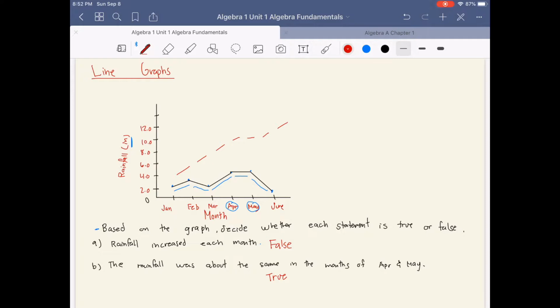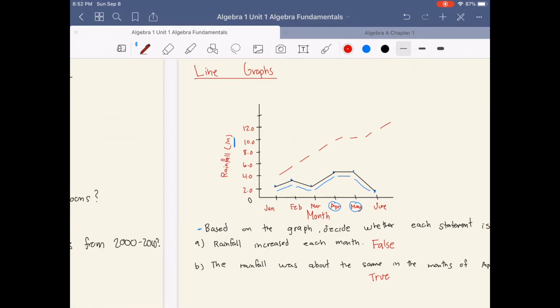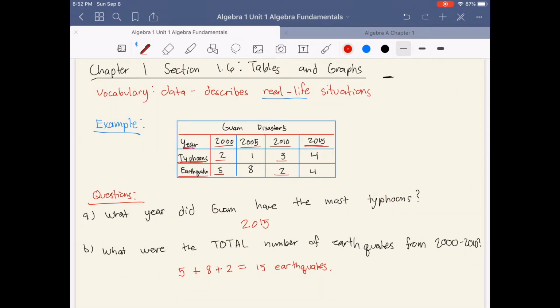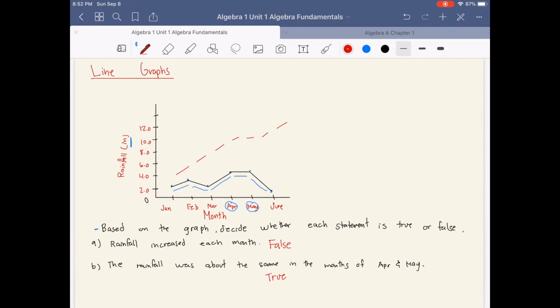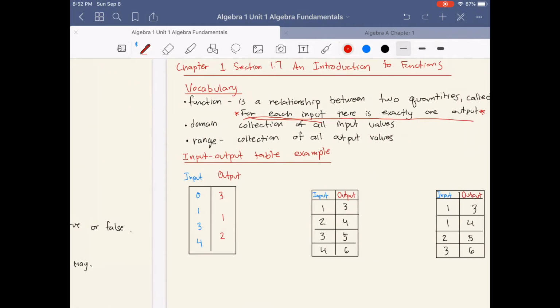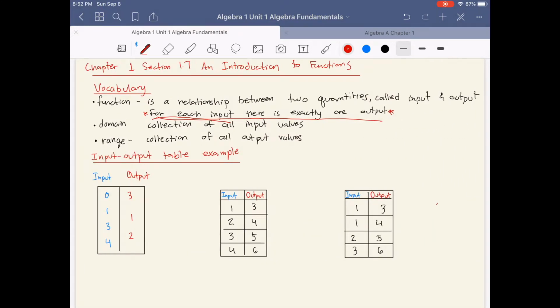Okay? Questions like true and false, which should give you a 50-50 chance of getting the correct answer, but you should get 100% correct because they're easy questions to answer. And questions like these where you actually have to look at the graph and get information and answer the questions as it wants you to answer it. Okay? Alright. Now if there are no questions, then we'll move on to section 1.7.